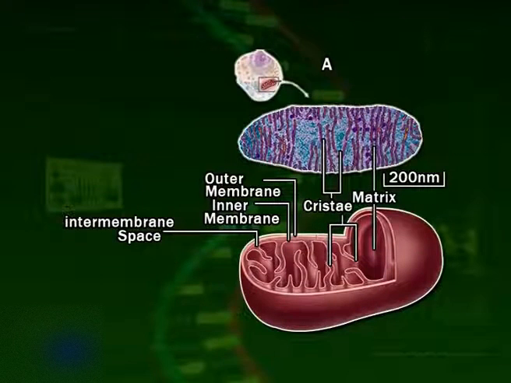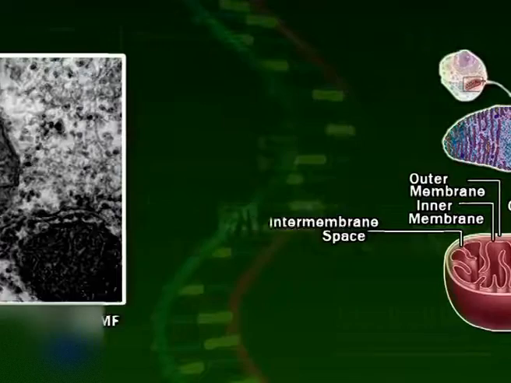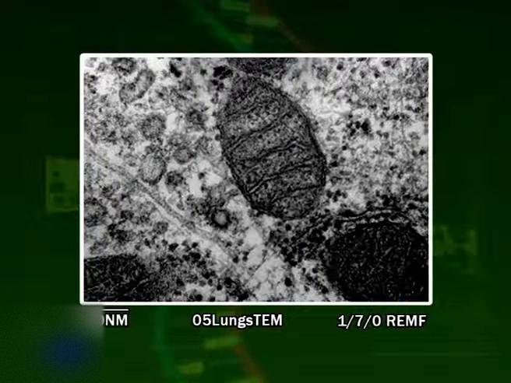Here in the diagram, you can see a mitochondrion. Mitochondria is plural, mitochondrion is singular. In the diagram, you can see the outer membrane, not folded, straight, and the inner membrane highly folded, with cristae and a matrix inside. On the left, you can see a picture taken through the electron microscope. In this picture, you can see a mitochondrion in grayish color.